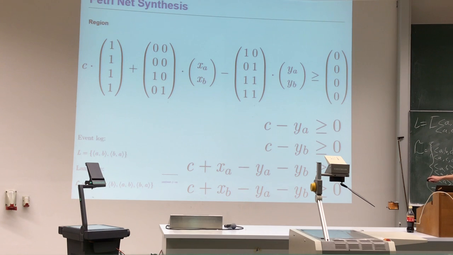Same for B. The prefix of B is the empty sequence, so A and B do not occur in it and we do not add an x component. We do subtract the y component on B because B is in this sequence. For AB, the prefix is A, so we have C plus the x component on A, because A occurs once in the prefix, and we subtract YA and YB because both A and B occur once in the sequence AB. The last constraint is C plus the x variable for B, because B is the prefix of BA and occurs once. For the whole sequence, B and A occur once, so we subtract YA and YB.